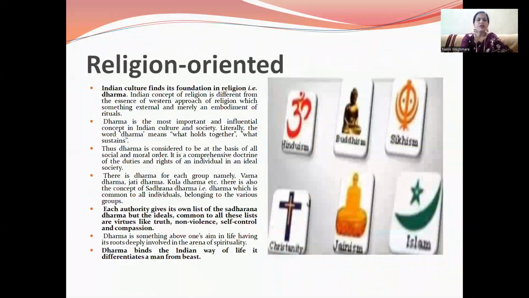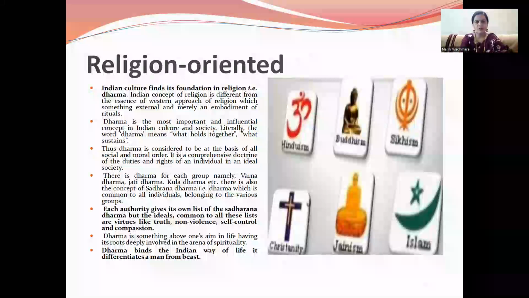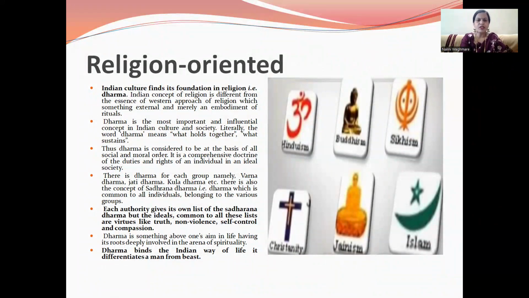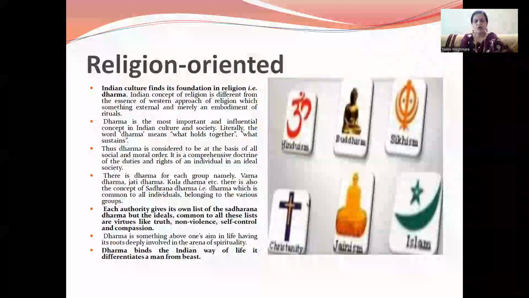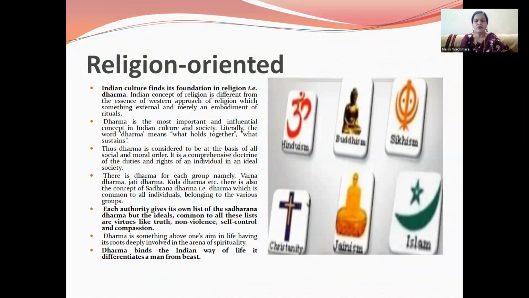Then our Indian culture is religion oriented. Indian culture finds its foundation in religion, dharma. The Indian concept of religion is different from the essence of the Western approach to religion, which is something external and merely an embodiment of rituals. So each authority gives its own list of the sadharana dharma, but the ideals common to all these lists are virtues like truth, non-violence, self-control, and compassion. Dharma is something above one's aim in life, having its root deeply involved in the area of spirituality. Dharma binds the Indian way of life.